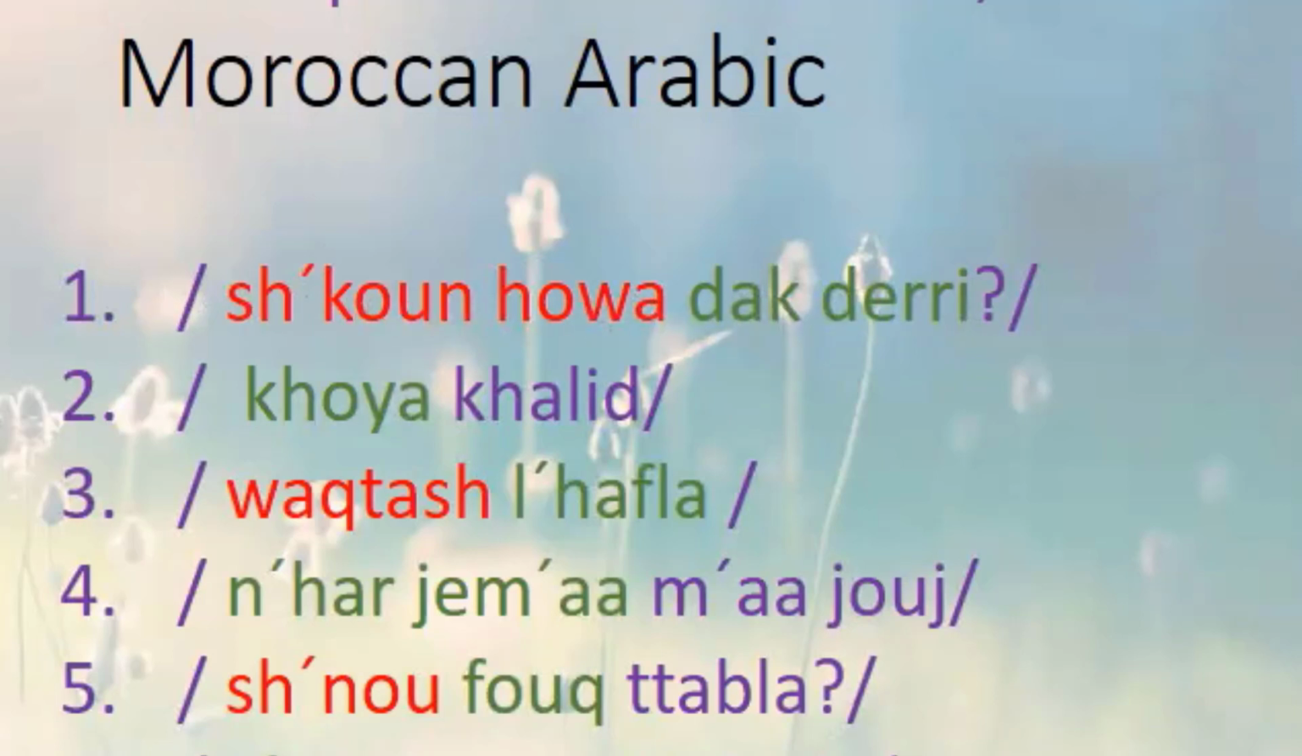All right. Number 2, the answer. My brother Khalid. خويا خالد. My brother is خويا Khalid. Okay. My sister, for example, Aisha. اختي عيشة.